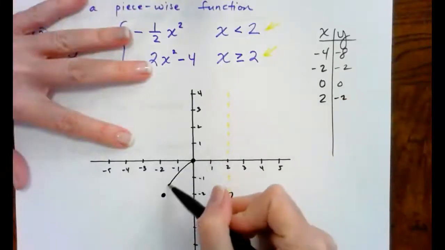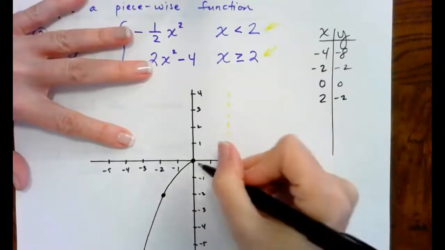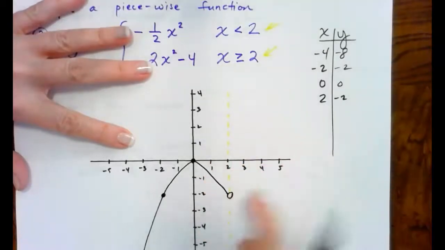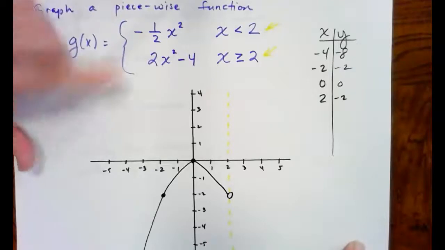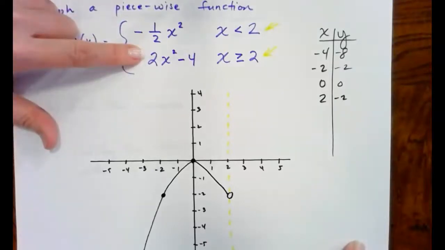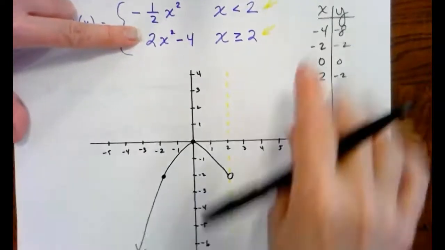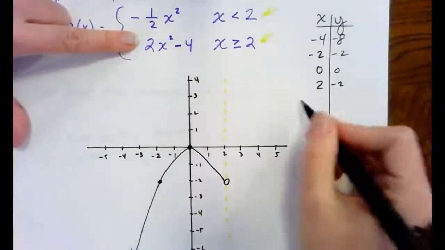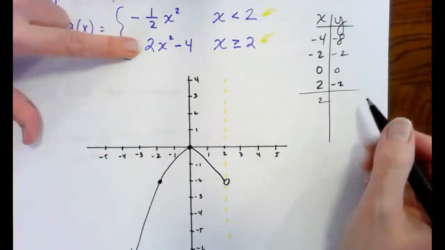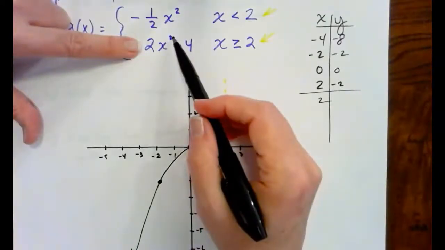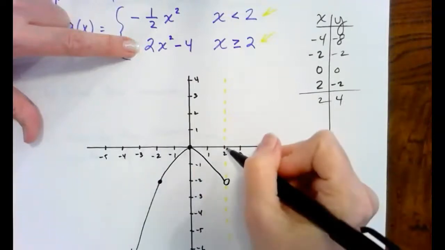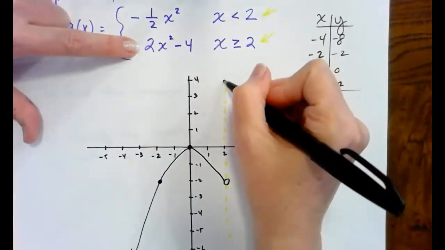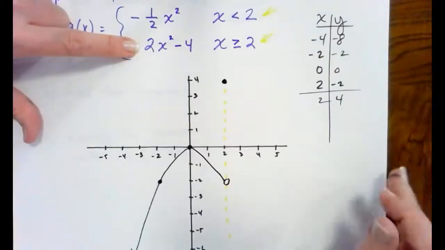So here is what my parabola is looking like. But it's just going to stop there, remember, because that's on the auxiliary line. So now on the right-hand side of the auxiliary line, we're going to pick up the second piece of the function. So this time, x is equal to 2. So I'm going to put 2 into the second function. 2 squared is 4. 4 times 2 is 8. 8 minus 4 is 4. So over 2, up 4. And that is a point.